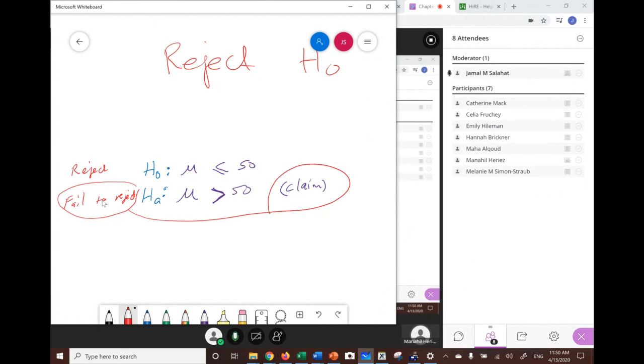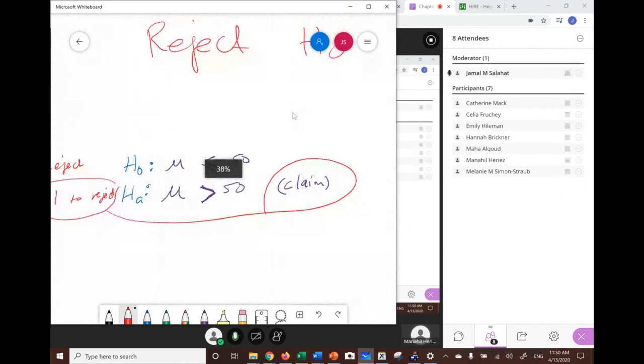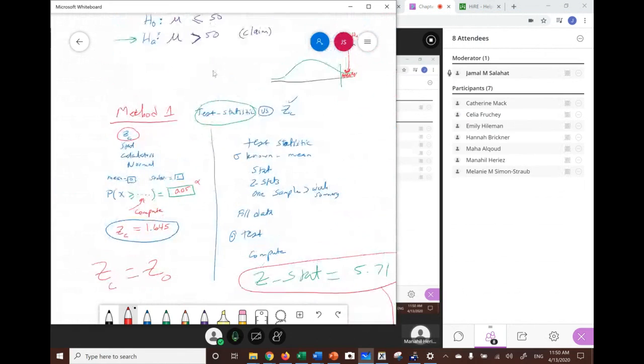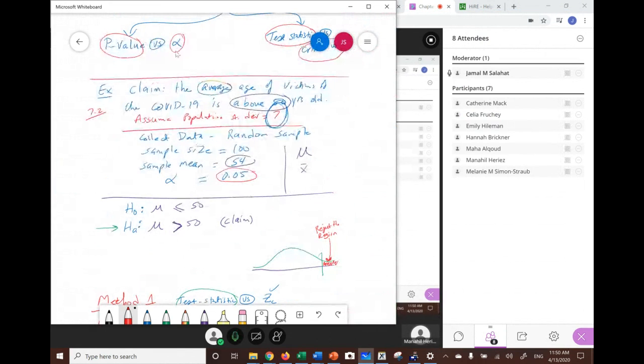Remember, rejecting H naught is not rejecting HA, and HA happened to be the claim, so we are failing to reject the claim. So what is the claim? We're going to go back and say, okay, what is the claim? Here is the claim. The claim made by this gentleman is that the average age of victims of the COVID-19 is above 50. So we're going to tell this gentleman, listen, in other words, based on the evidence we have, the average confirms with what you have. So it is above 50.